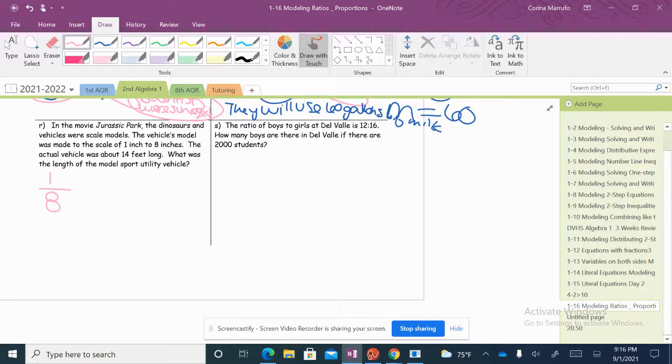Okay, so this is a model, and this is the actual. The actual vehicle was, okay, sorry, I'm just making sure. This is going to be the inches, I guess. And then this is going to be the feet, which is the actual. What is the length of the model sport utility vehicle? So it says the actual vehicle length was 14, so the 14 is going to go on the bottom. And then we're looking for this one.